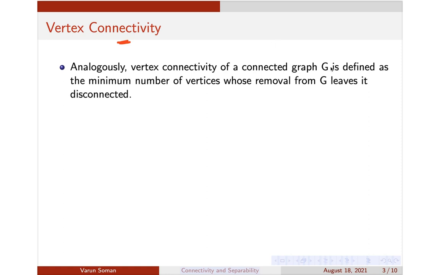Vertex connectivity is defined as the minimum number of vertices whose removal from G leaves it disconnected. So it's a similar analogous concept. The minimum number of vertices which has to be removed to make the graph disconnected is called vertex connectivity. For example, if I'm taking the simple graph here, can you tell the vertex connectivity of this graph? If I remove one vertex, will this graph be disconnected? If I'm removing this one, you will be getting this graph. It is not disconnected.